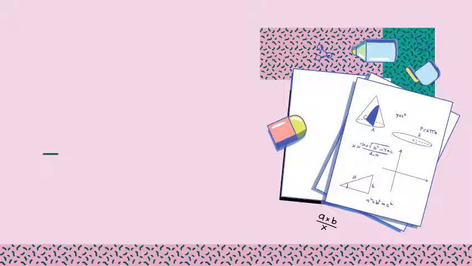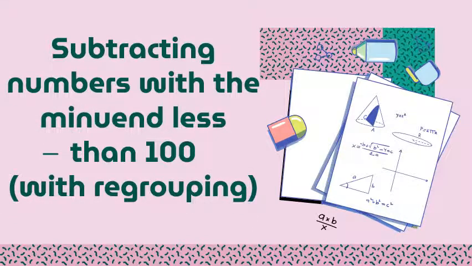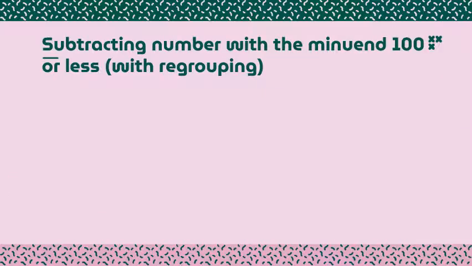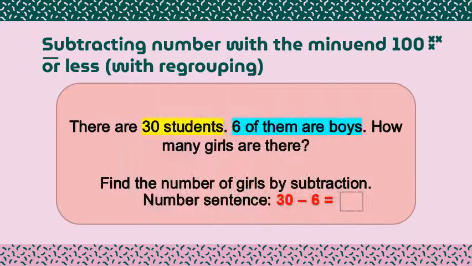Let's learn subtracting numbers with a minuend of 100 or less with regrouping. For example, there are 30 students. 6 of them are boys. How many girls are there? Find the number of girls by subtraction. This is the number sentence: 30 minus 6 equals blank.